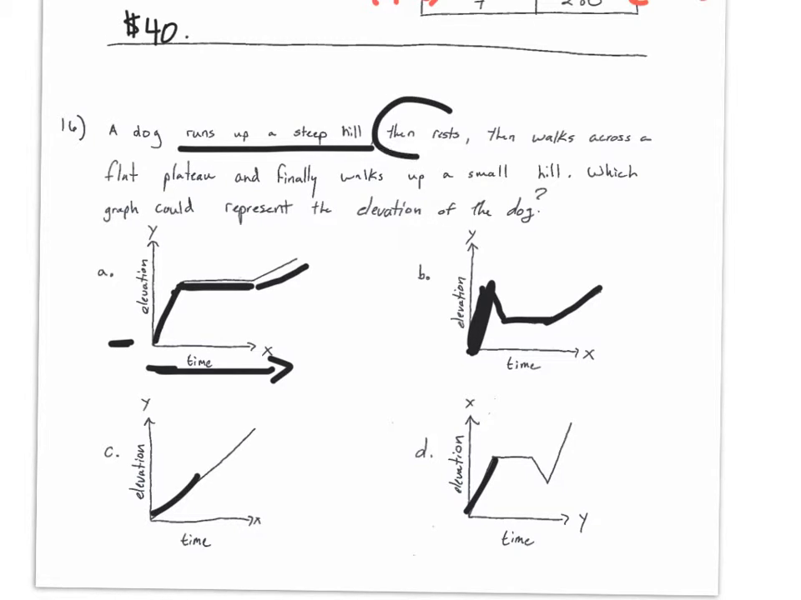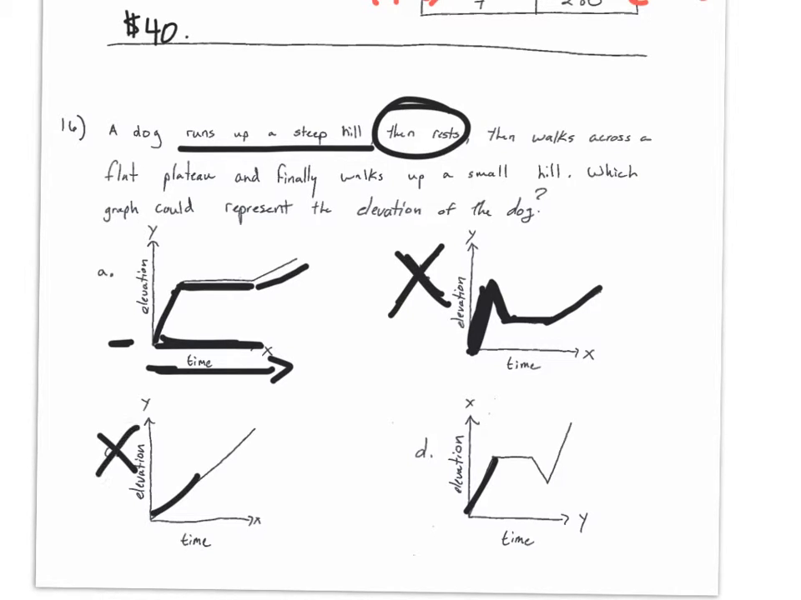But then it says, then he rests. So after he increases, I should see somewhere where he rests. Now, if he's resting, he's staying at the same elevation. So time is still going on, but he is staying at that elevation. So I should see the line go straight across or stay parallel to this time axis because he's not changing in elevation. So A could be an option, but B can be eliminated because B, after he goes up the hill, looks like he goes down. So B can't be the right option.